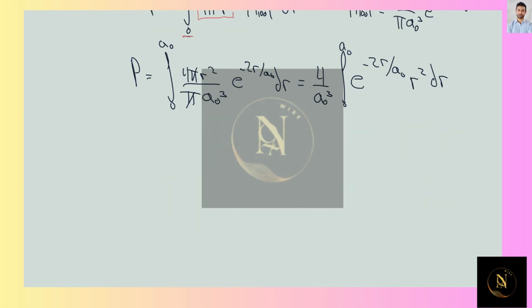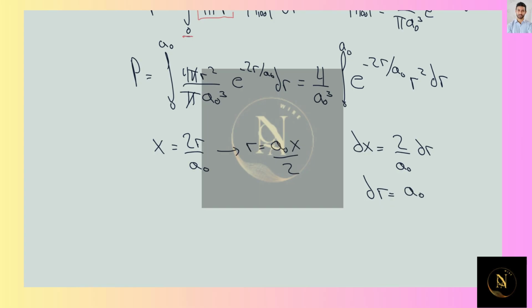So first of all, we're going to do the following substitution. Let's make x equal to 2r divided by a naught. With this, we're going to find that the value for r is equal to a naught x over 2. And we can do directly that dx is equal to 2 over a naught times dr. Or, as well, that dr is equal to a naught over 2 dx. So we can replace these values directly in our integration.